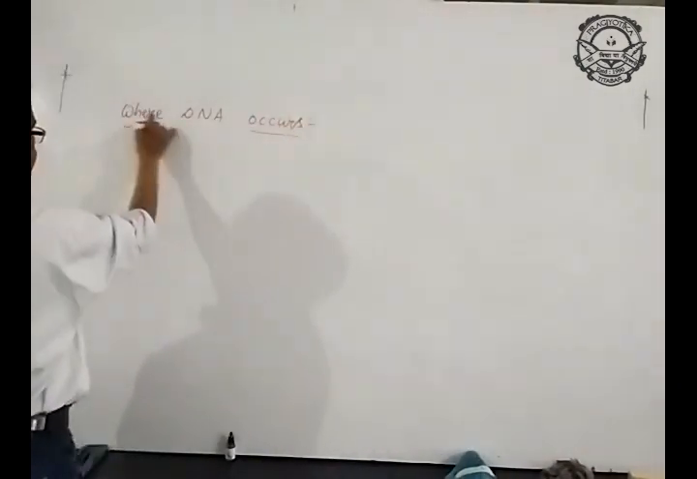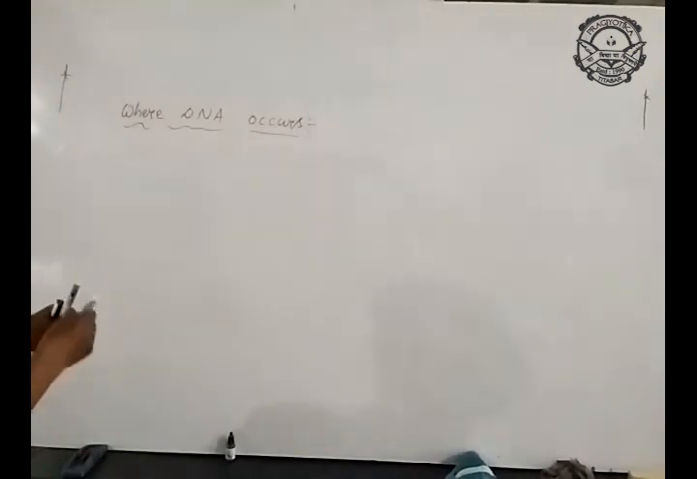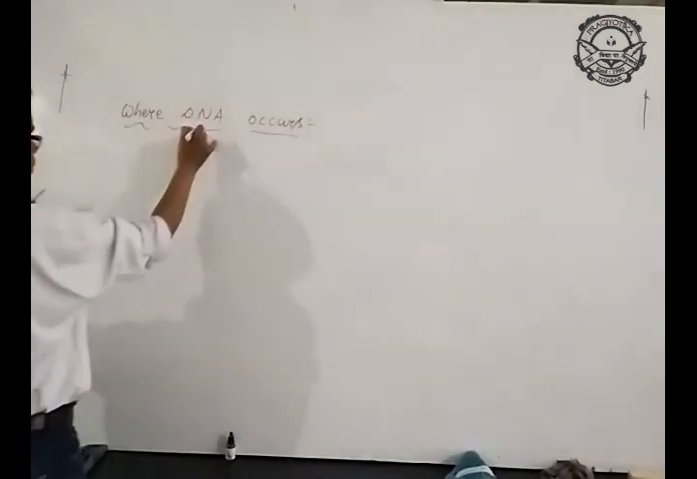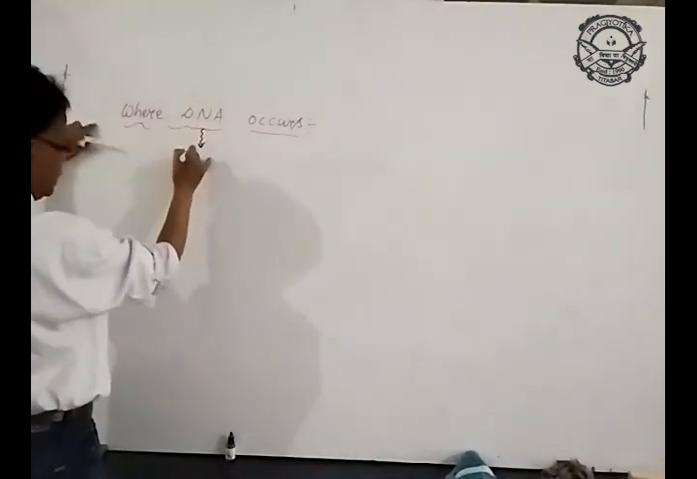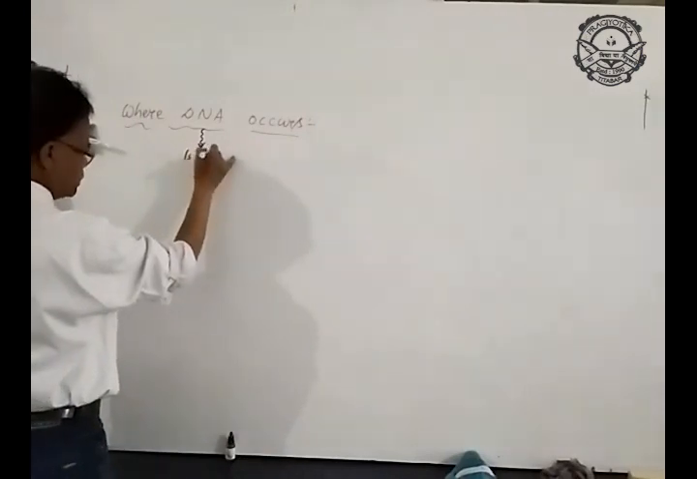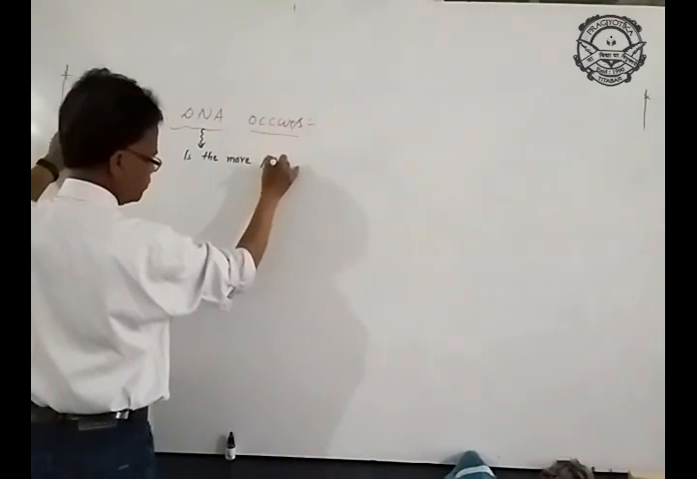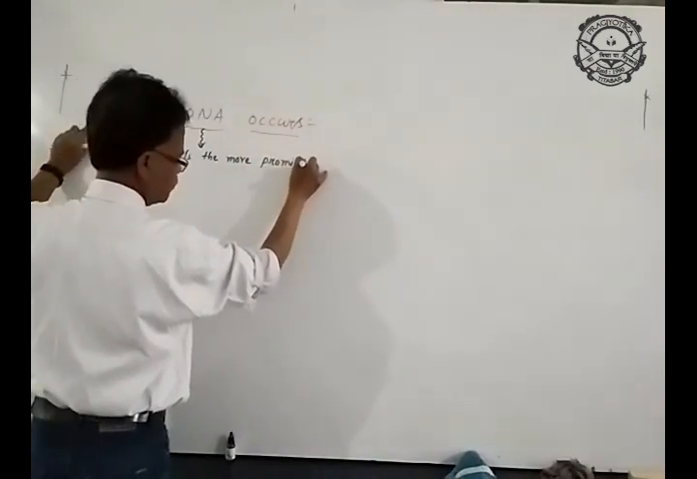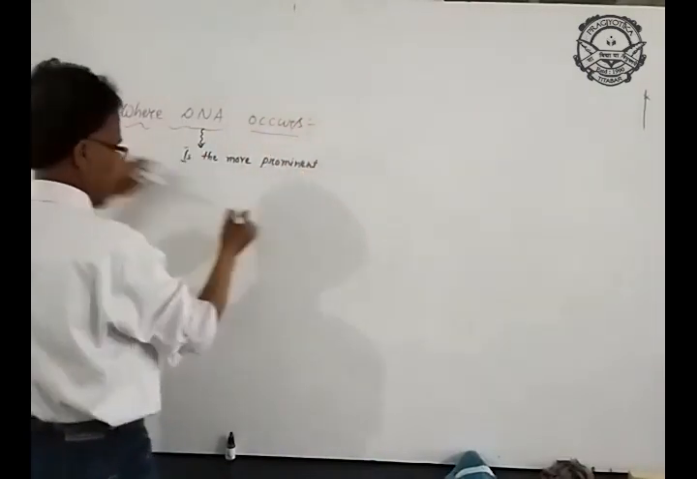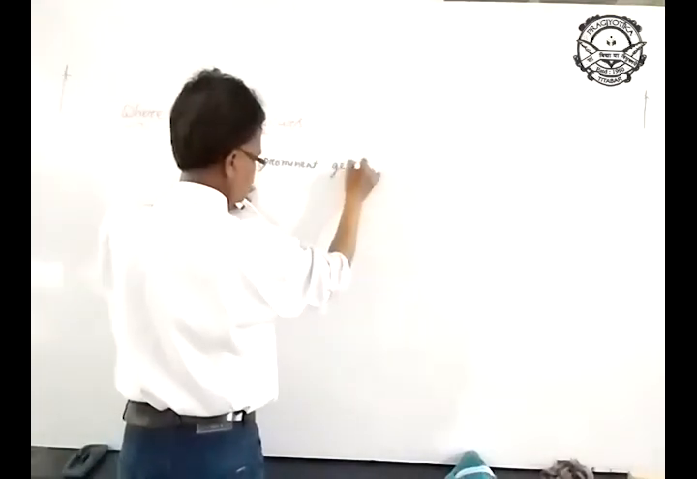DNA code for the DNA. We will find DNA is the more prominent genetic material, the prominent genetic substance.